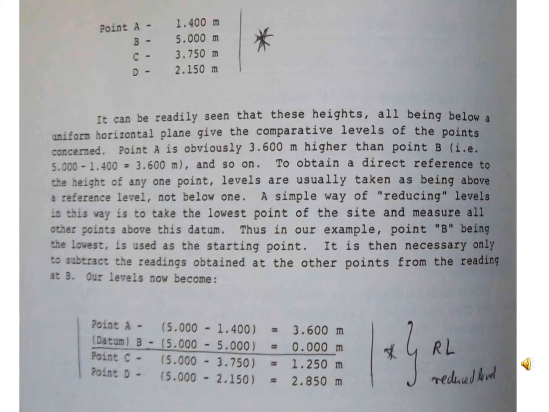So this is the reduced level, meaning the difference between the height of the reference mark and the height of any point. So this will be the difference between the height of the reference mark and the height of any point. So this is what we call the reduced level.